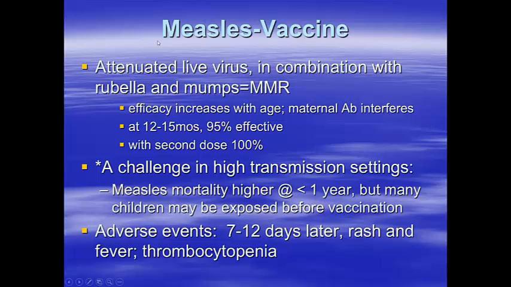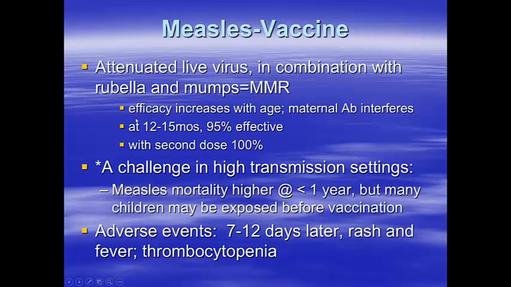If you give the vaccine below a year of age, the efficacy is reduced because maternal antibody, which is transferred transplacentally from the mom to the baby, interferes with that live virus. So the mom's antibody actually mops it up before the baby has time to mount an immune response and develop memory.